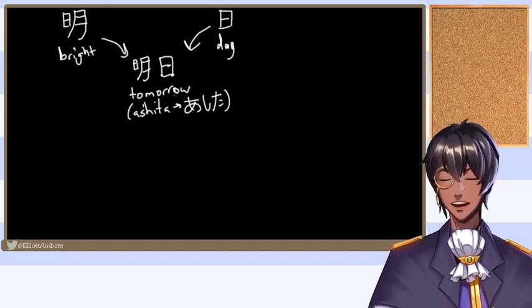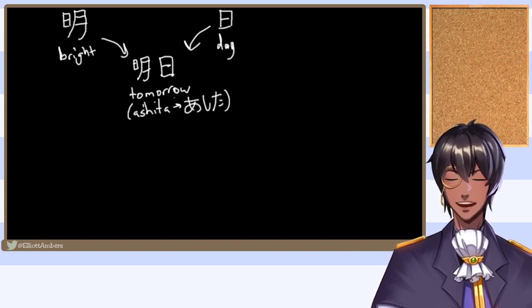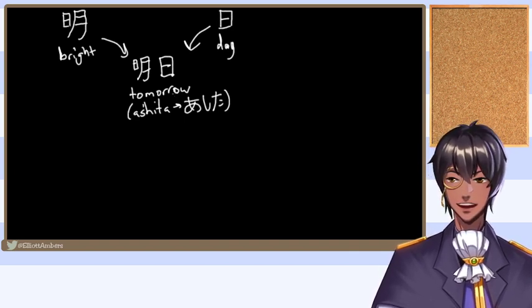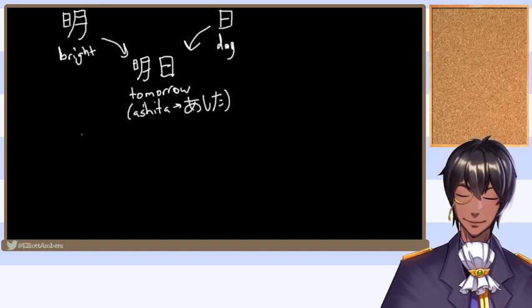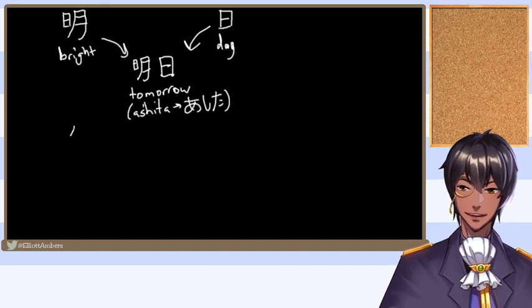It's one that you'll see on a lot of people's Twitter bios, a lot of people who say that they're studying Japanese. You'll see this character, this compound word a lot. And that is... Let's do this. This one's pretty complicated to write out too.